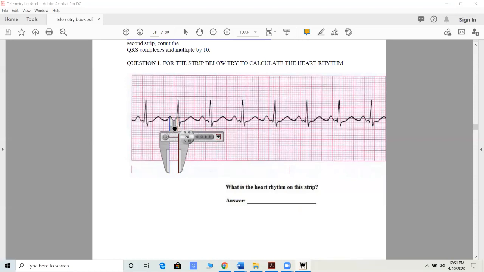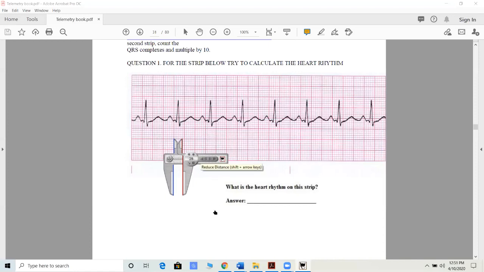So I'm going to remove this and I'm going to set this on a solid line so I can see how many boxes I have. And this is my measurement for my PR interval. Now, how many boxes do we have? We've got 1, 2, 3, 4 small boxes, right? 4 small boxes of 0.04 seconds translates into what? 0.16, right? And we said that the PR interval can be between 0.12 and 0.20.